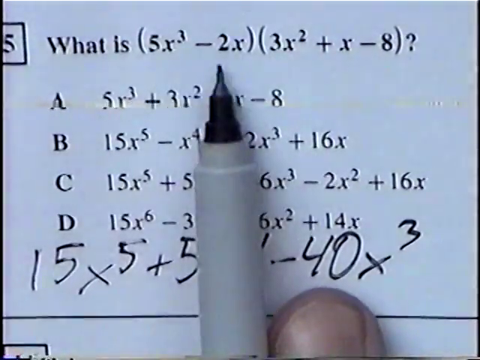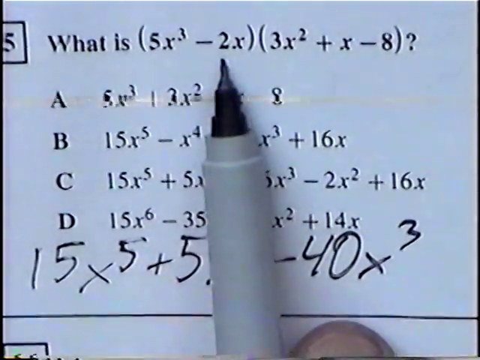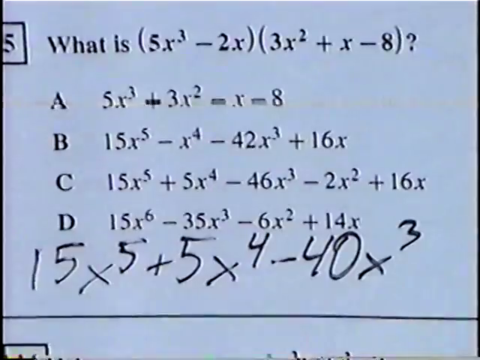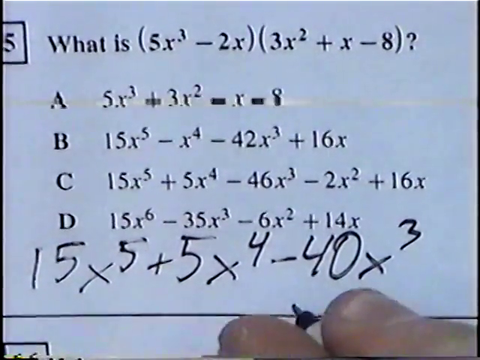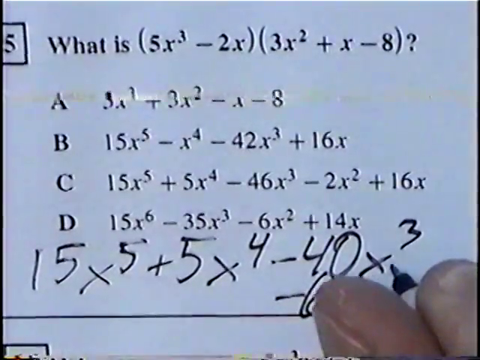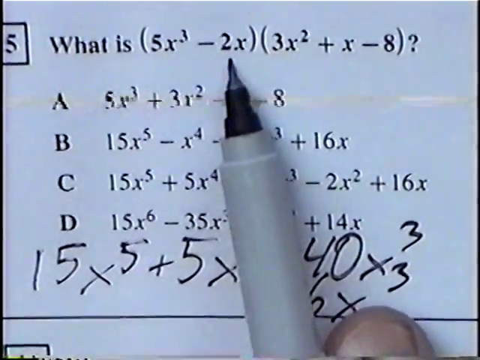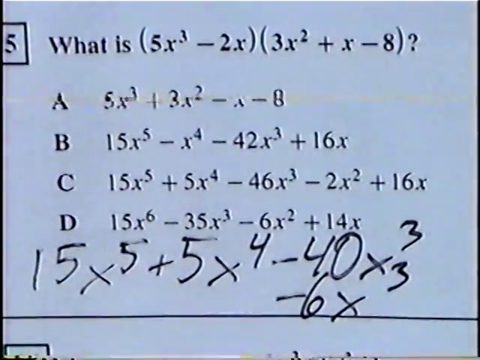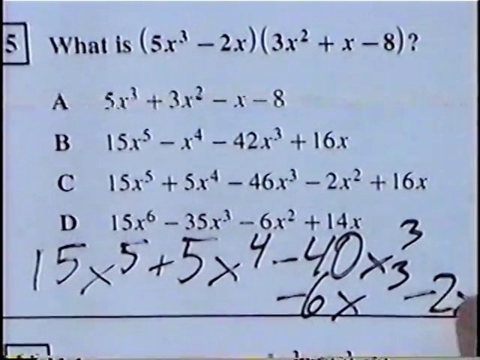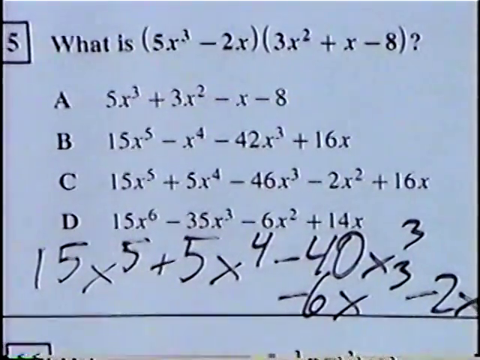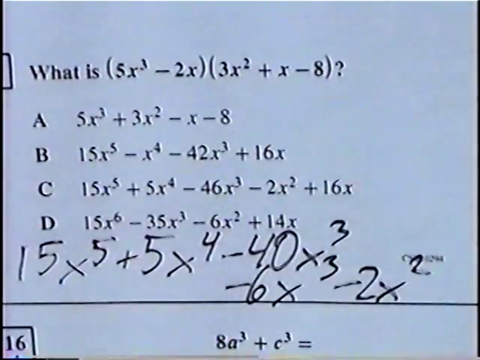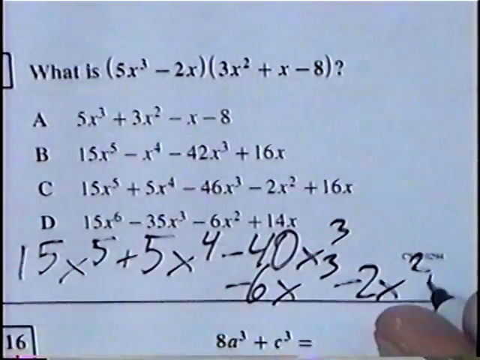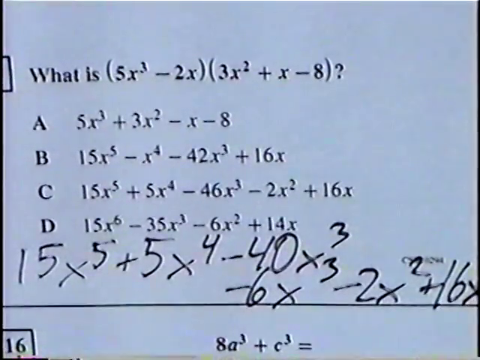And multiplying each one by negative 2x. Negative 2x times 3x squared would be negative 6x cubed. And negative 2x times a positive x would be negative 2x squared. And the last term, negative 2x times a negative 8 would be a positive 16x.